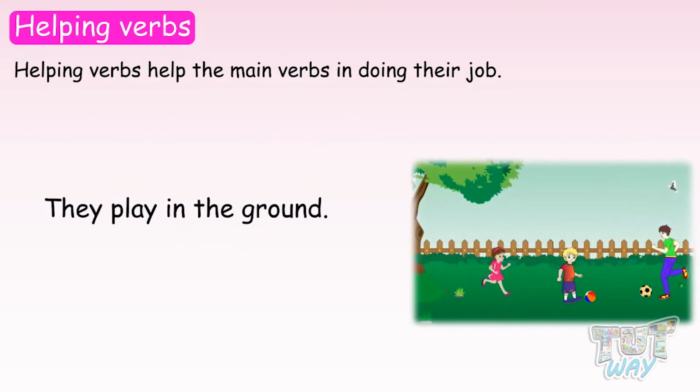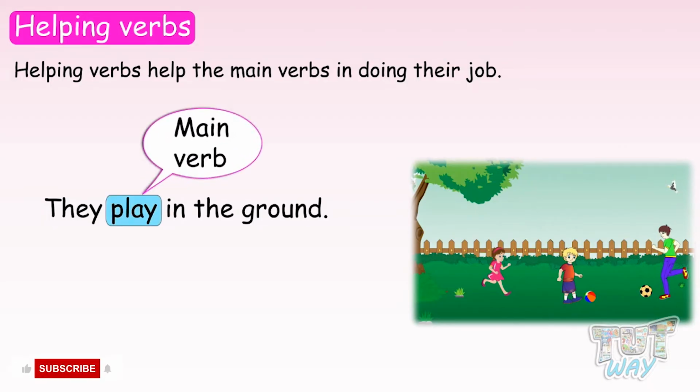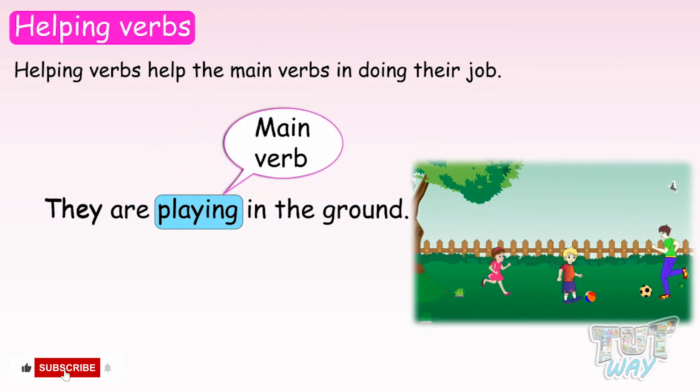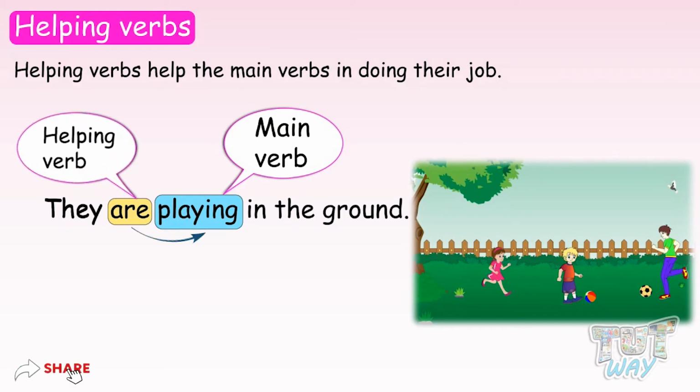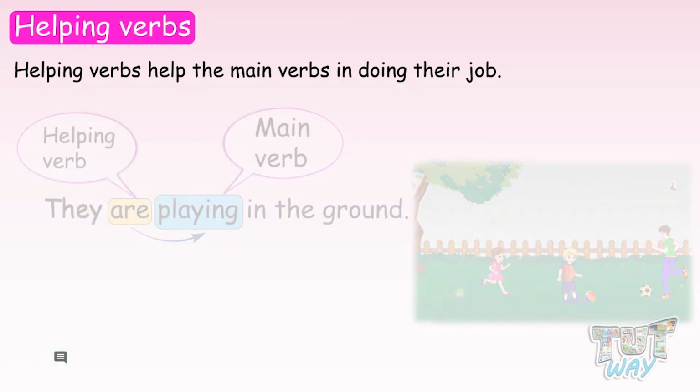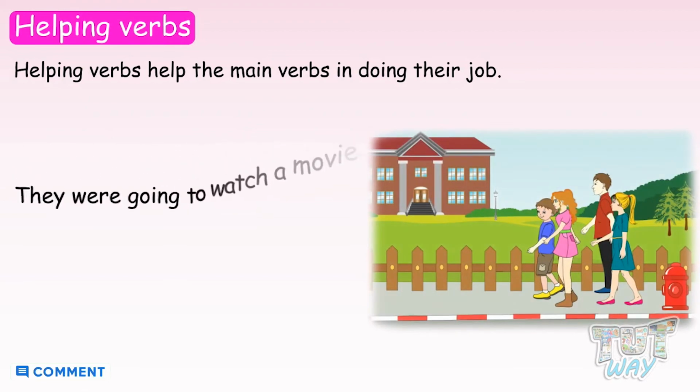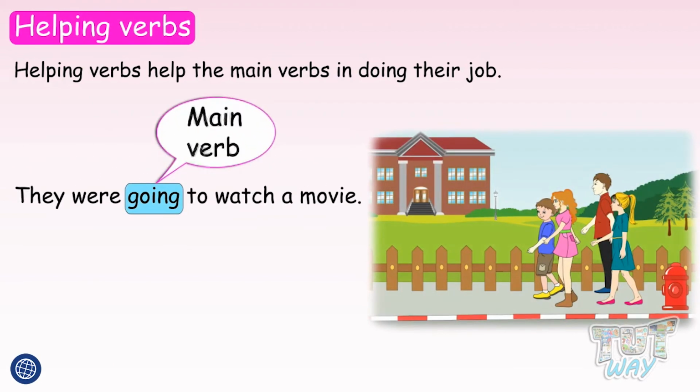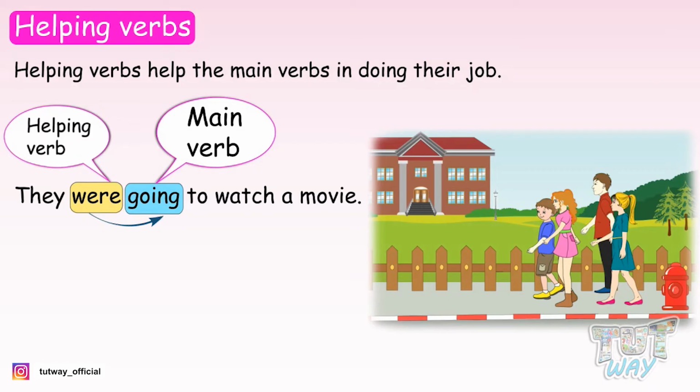They play in the ground. Here, play is the main verb in the sentence. They are playing in the ground. Here, are is the helping verb of the verb playing. They were going to watch a movie. Here, going is the main verb in the sentence, and were is the helping verb of the main verb going.